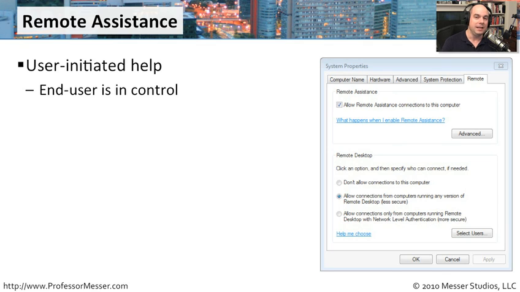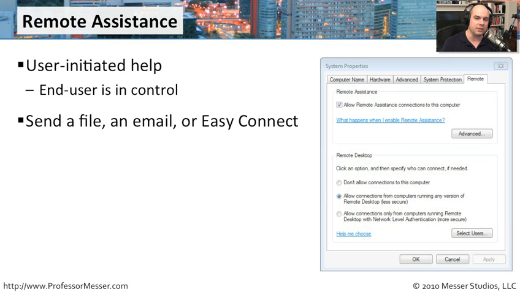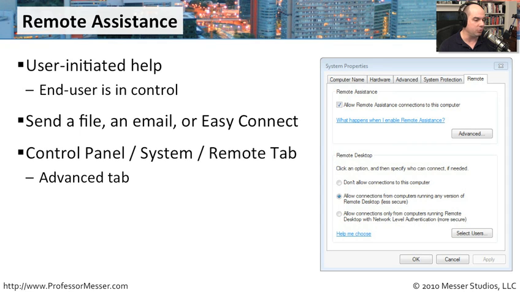The default view, in fact, is for you just to be able to see the end user's workstation. They have to specifically allow you access to make changes and be able to have control of the mouse and keyboard. You can initiate this process by sending someone a file, an email, or something called Easy Connect, which would allow 2 machines to easily get connected to each other without having to go through any additional steps along the way. You would be able to start this and configure it through Control Panel.